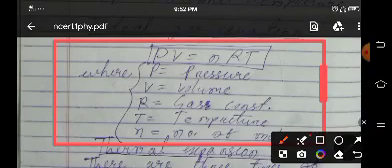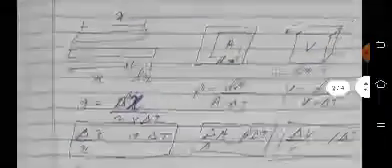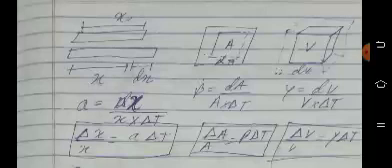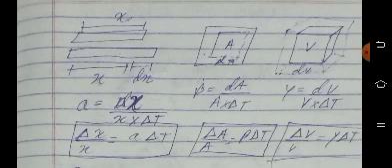Next, guys, we are discussing thermal expansion. There are three types of thermal expansion: linear, superficial, and volumetric. You can see the three types of linear, superficial, and volumetric expansion, where delta x by x is equal to alpha delta T, delta A by A is equal to beta delta T, and delta V by V is equal to gamma delta T.